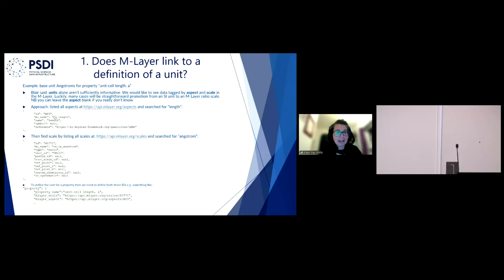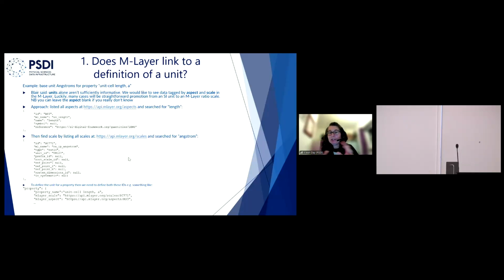Here we've got an example where I've looked at the MLayer API for the example of the unit cell length, just to see how we would define angstroms using MLayer. I found it very useful to go through this practical example. This is not how you would use MLayer in practice. This is just me playing around with the interface, I would stress, but it really helped me to get straight in my head all of the concepts that Blair was talking about.